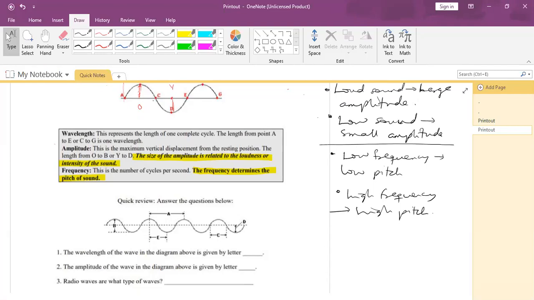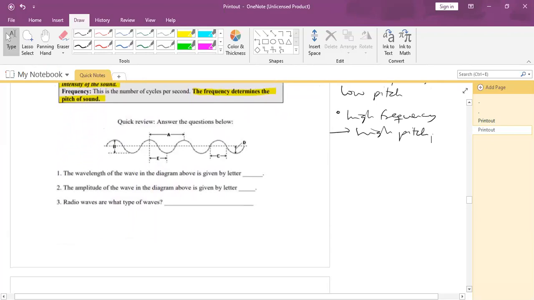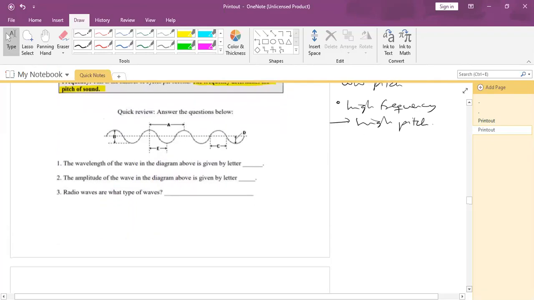All right, I put down some questions over here for us to identify some parts of a given wave. Help me identify some part of this given wave. What will be the wavelength of the wave in the diagram above? The wavelength is given by a letter. Which letter is that? Anybody wants to try? Is it A? Yes, A is a wavelength because this is a complete cycle, crest to crest, a complete trough. So that's A, that's correct.